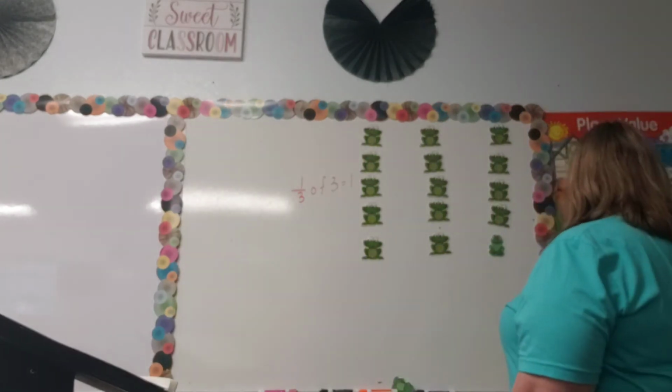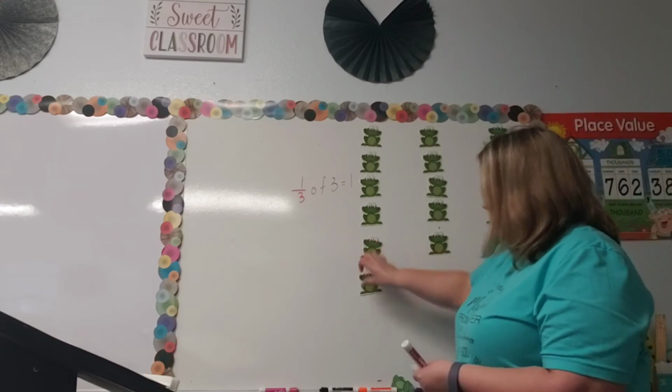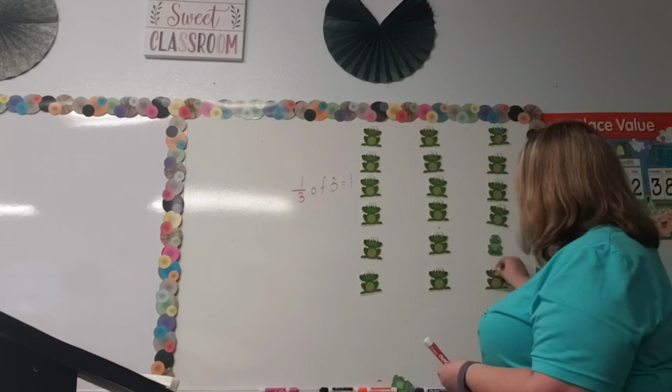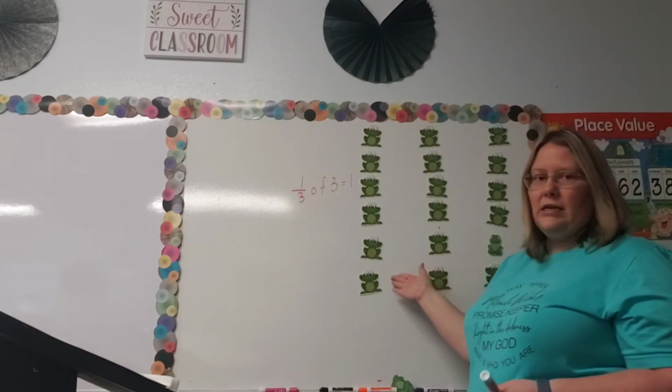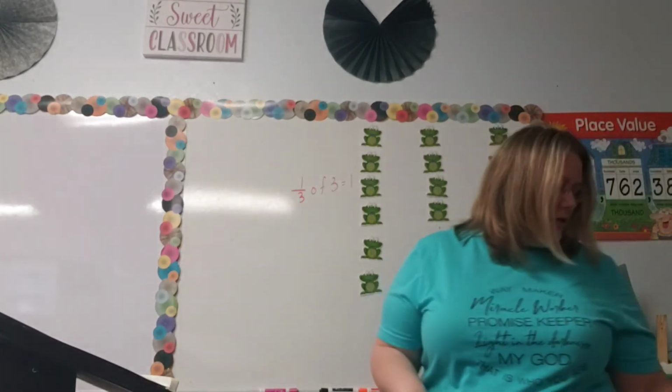So we can keep going. I'll go a couple more. I don't have enough frogs to do all of them. Now we have 18. 18 divided by 3 is going to be 6. 6 times 3 is 18. Okay, let's look at your paper.